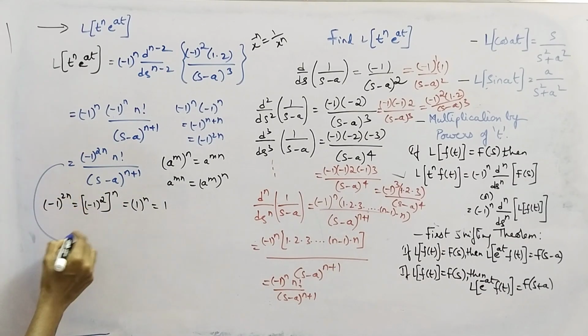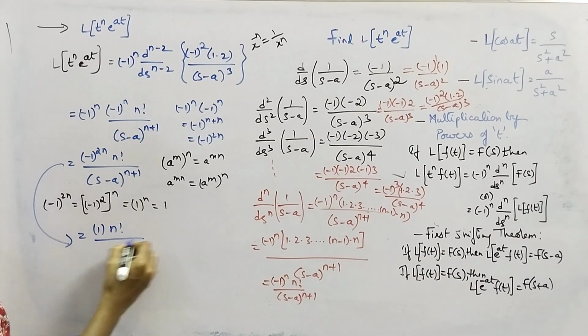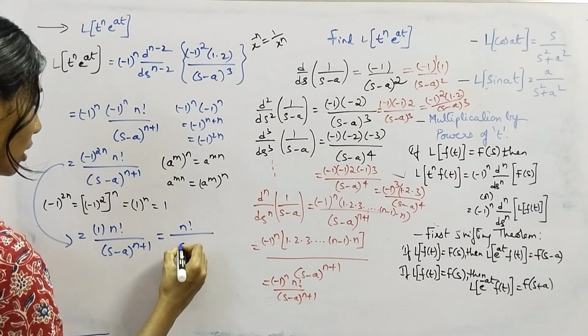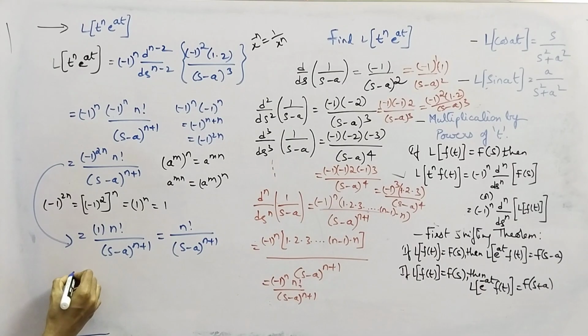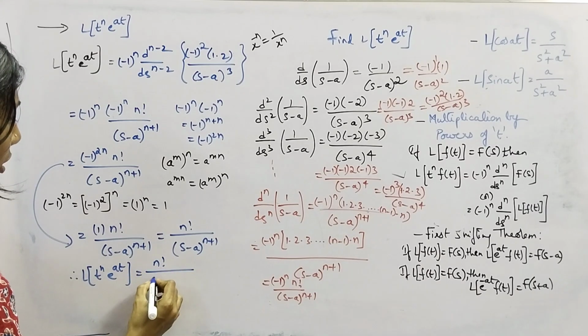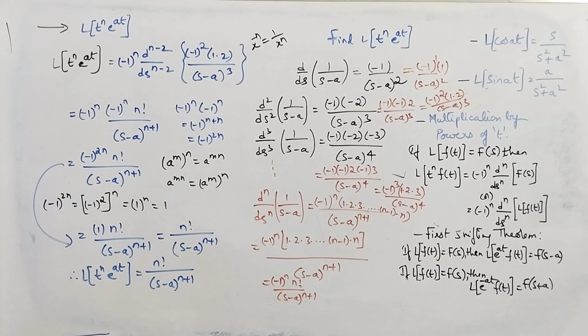So this becomes 1 into n factorial by (s minus a) power n plus 1, which gives us n factorial by (s minus a) power n plus 1. Therefore, L of t power n e power at equals n factorial by (s minus a) power n plus 1, which is the required solution to the problem.